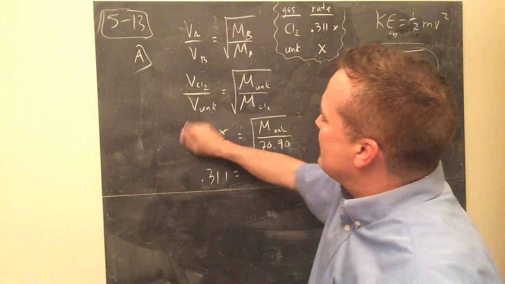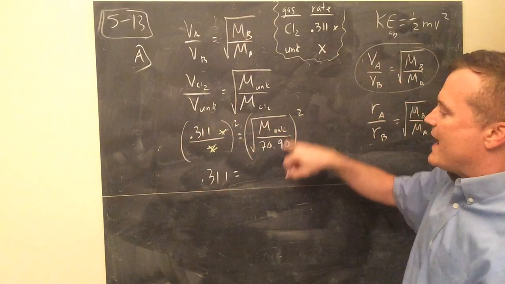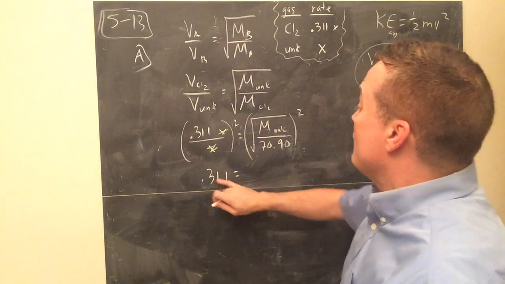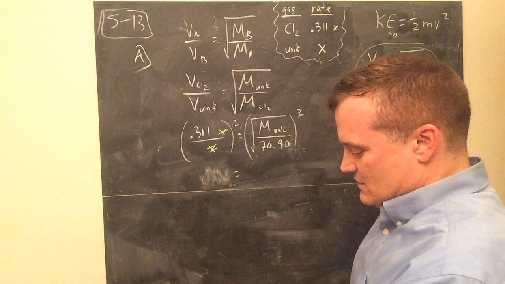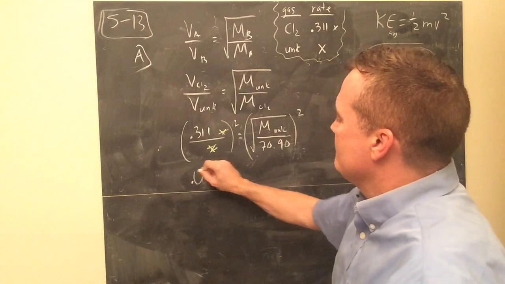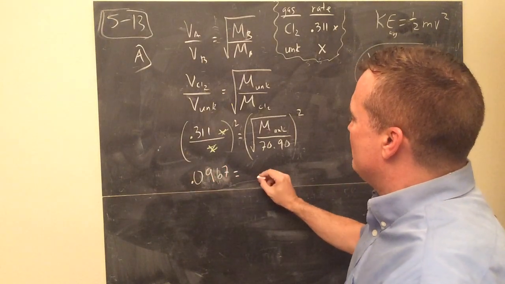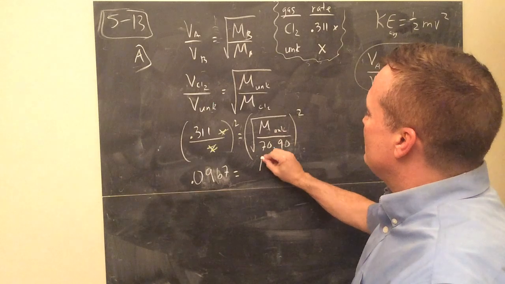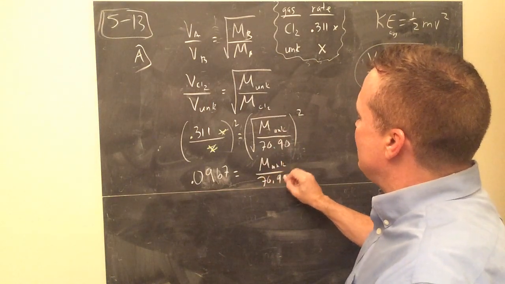what I'm going to do to both sides is square both sides. If I square this side, I'll square that side. That way I can get rid of the radical. So 0.311 squared. Sorry, I wrote it down before I told you what I was doing. 0.311 squared is 0.0967, equals, now we lift the radical, the mass of the unknown divided by 70.90.